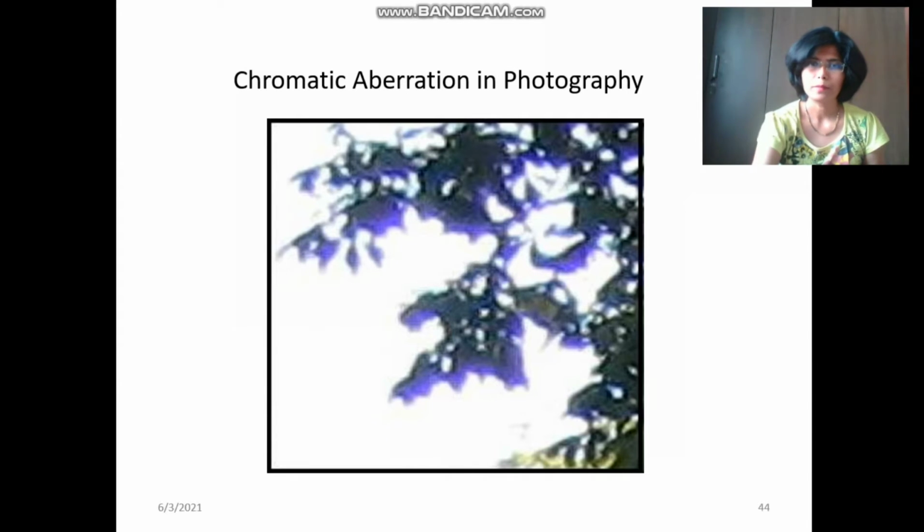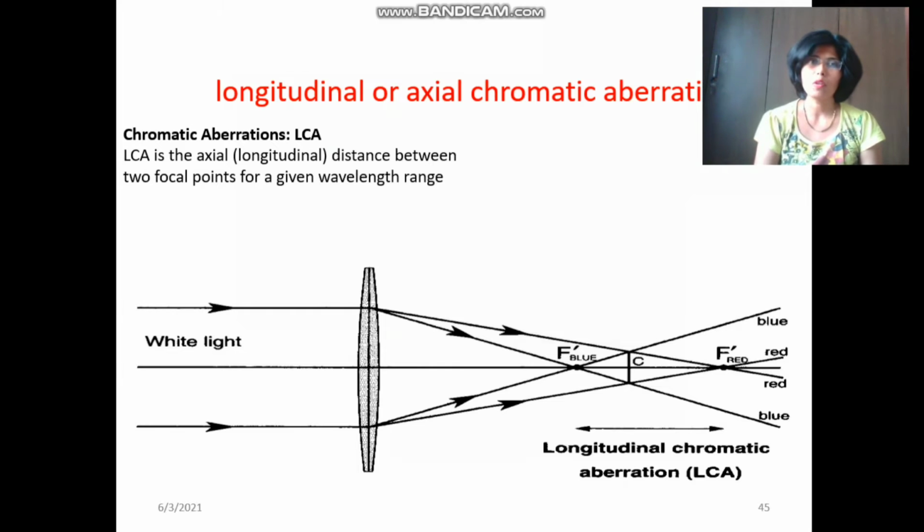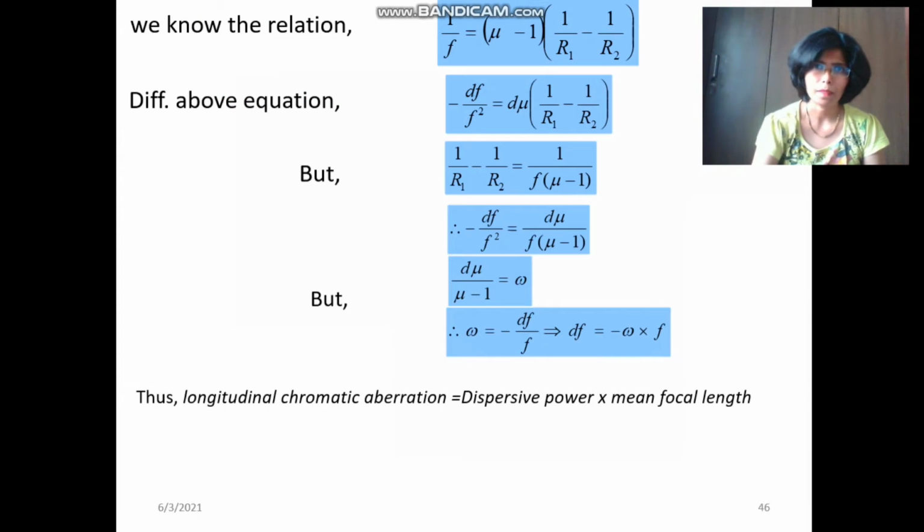Now friends, here is the longitudinal or axial chromatic aberration. LCA is the axial or longitudinal distance between the two focal points for the given wavelength range. Now, as we know the relation, the focal length of the thin lens is related to the refractive index of the material of the lens, and it is given as 1/f = (mu - 1)(1/r1 - 1/r2), where r1 and r2 are the radii of curvature of the lens.